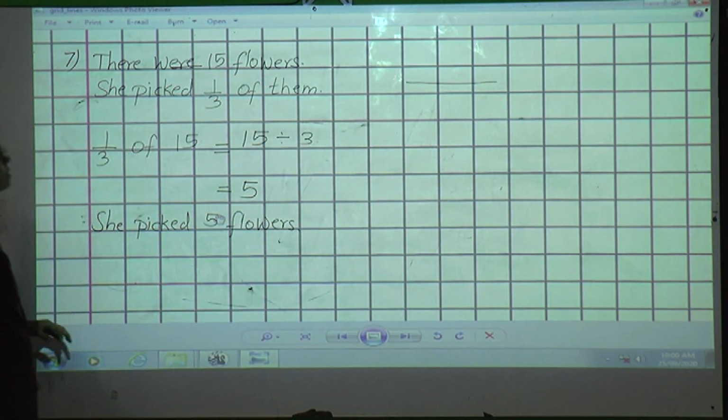Okay, because in the garden there were 15 flowers. Out of that 15 she picked 1/3 flowers. So 1/3 of 15 is equal to 15 divided by 3. When we solve this, 15 divided by 3, we get the answer 5. So she picked 5 flowers. Okay, clear?